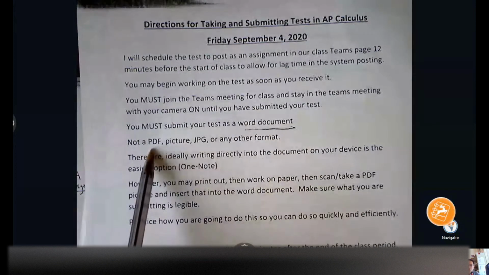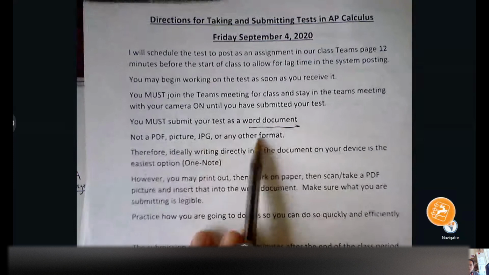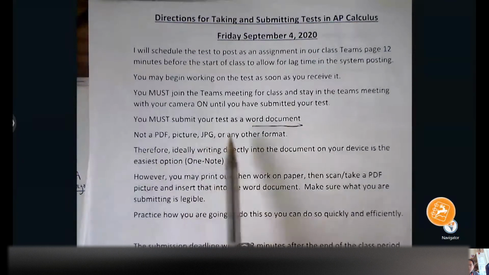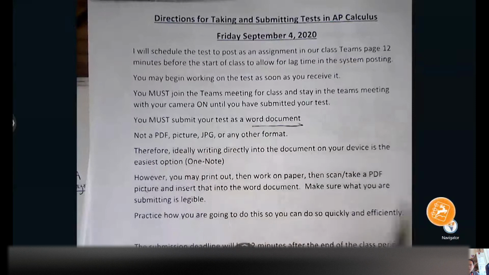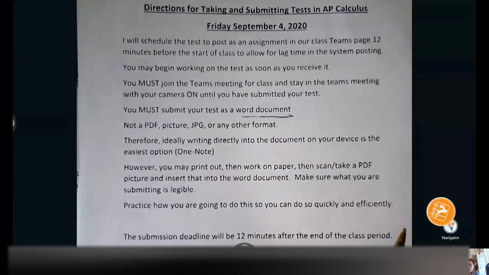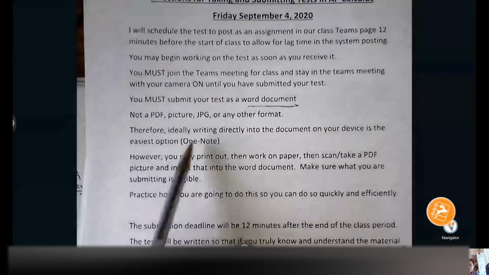Let me just continue reading through here. So not a PDF, picture, or JPEG, or any other format, but I want to talk about how we can work around that. Ideally, writing directly into a document on your device is the easiest option. Maybe you go through OneNote.